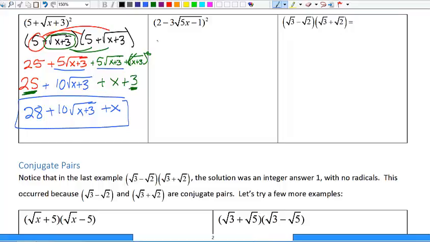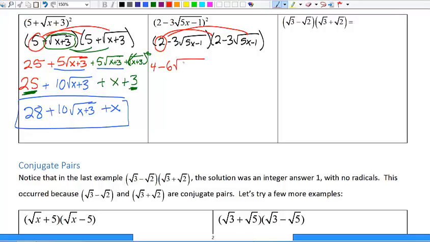On the next problem, we have another binomial squared, so let's write that out twice. So the 2 needs to multiply to both. That gets me 4, minus 2 times 3, both on the outside, the coefficients, times 5, the square root of 5x minus 1.